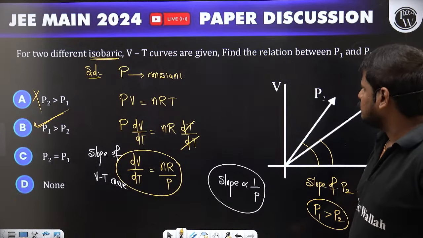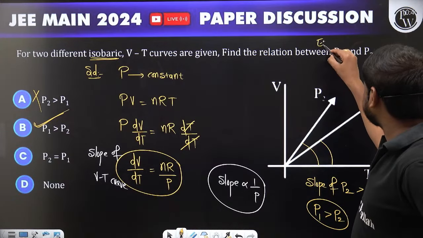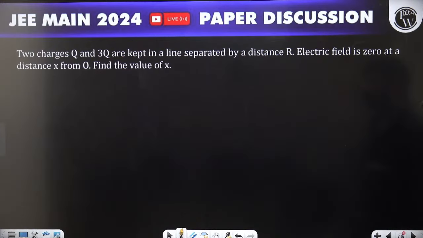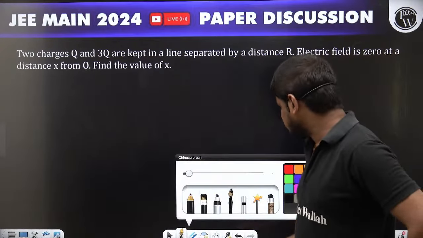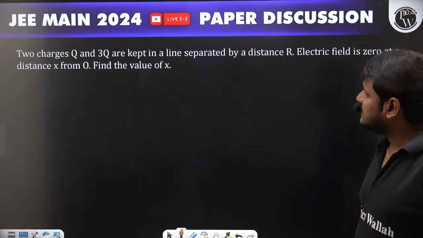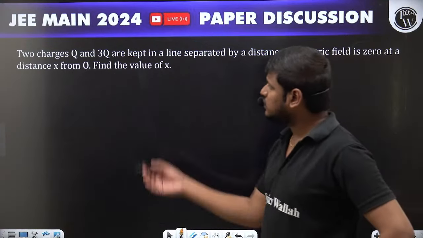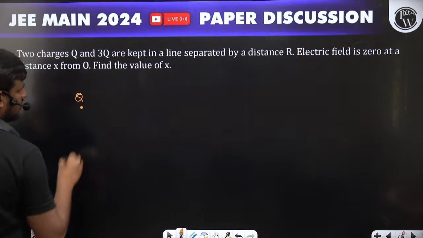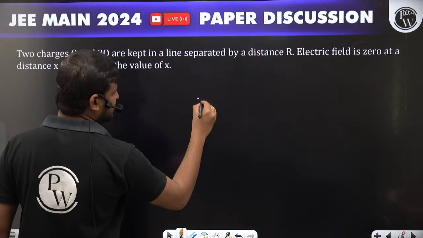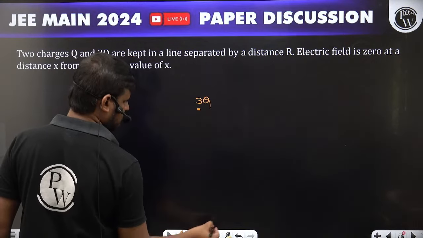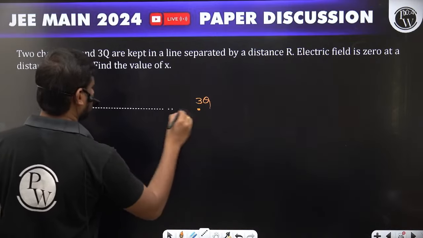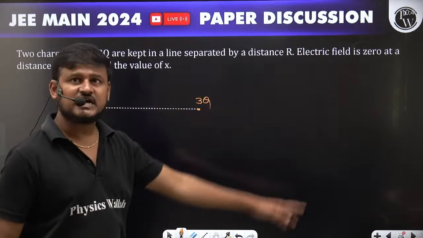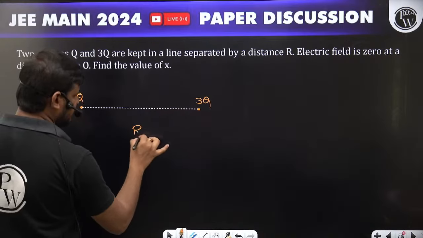Done? Chalo. This question is also an easy one. Next. This is from the electrostatics part. There are two charges Q and 3Q. Let's say the charge Q is here and the other charge 3Q is here. They are separated by a distance R. So let the distance between them be R.